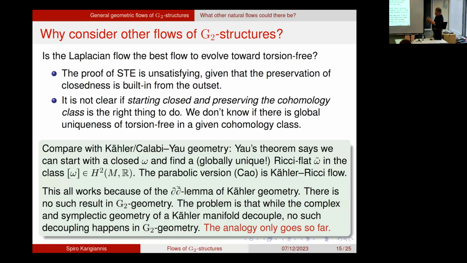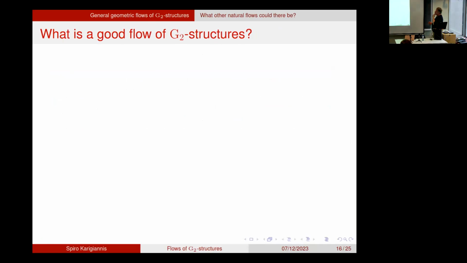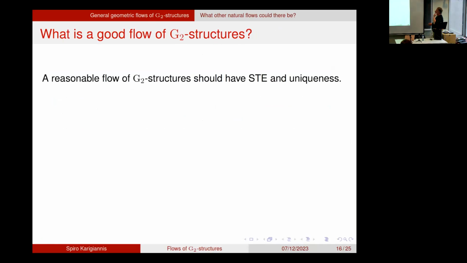But in G2 geometry, there's no decoupling like this. You can't say G2 geometry is the intersection of Riemannian geometry and something like complex or symplectic geometry. The 3-form plays the role of the J, the complex structure, and the symplectic structure. But the 3-form determines the cross product and determines the metric. Okay. So what would be a good flow of G2 structures?